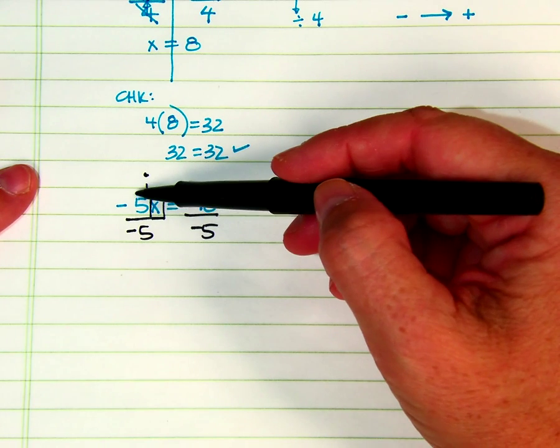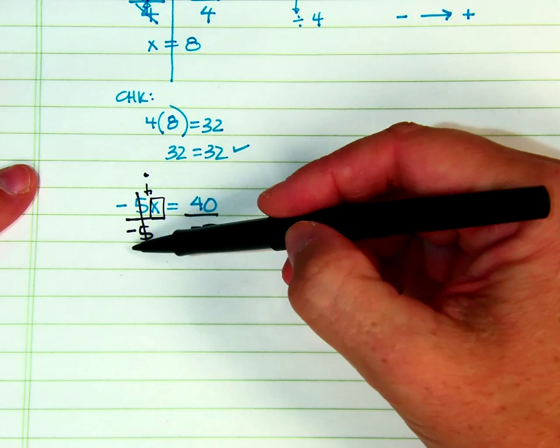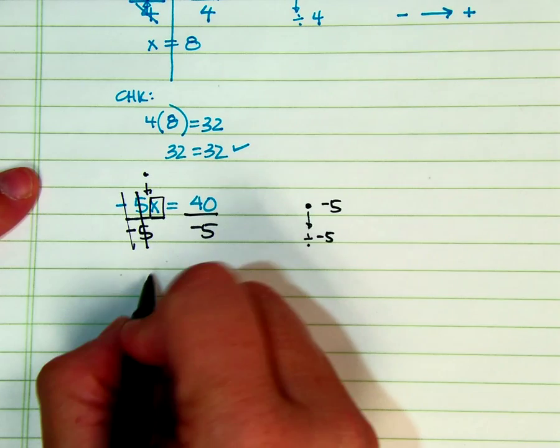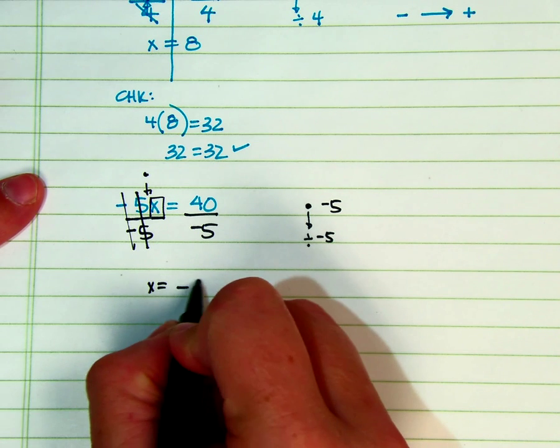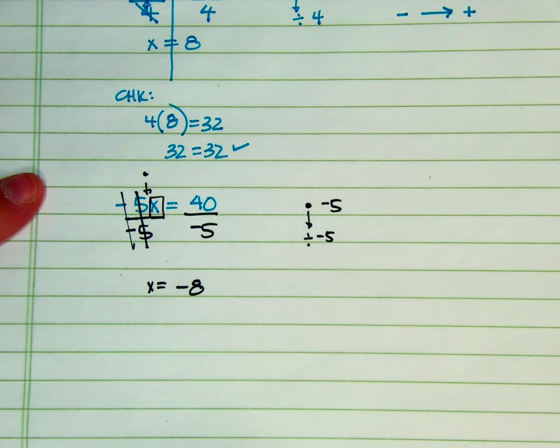5 divided by 5 is 1. The negatives cancel each other out, so I'm left with x equals negative 8.